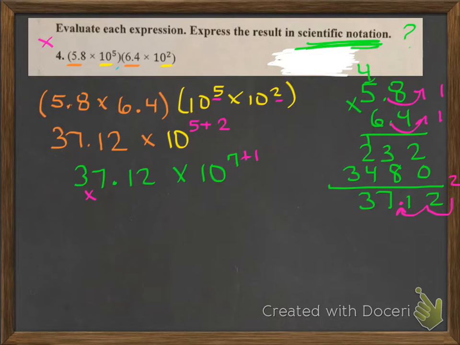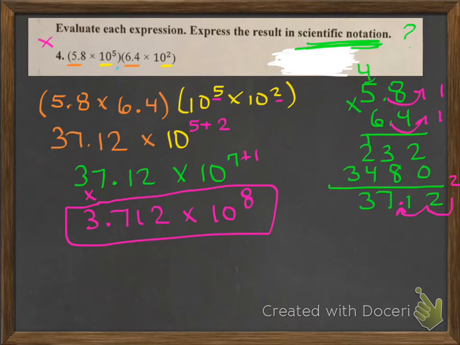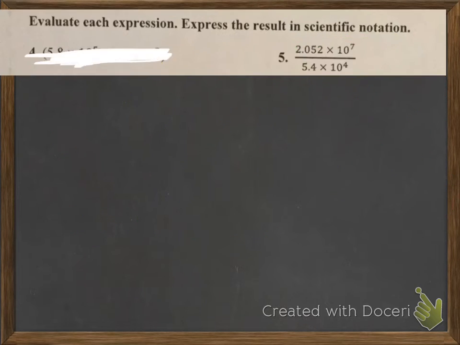So what we want to look at is, before we moved the decimal, was that number greater than 1 or less than 1? And it was greater than 1. So you'll notice just next to the exponent of 7, I added 1. You would need to add 1 as well, because the number before we moved the decimal was greater than 1. So now we're going to move the decimal: 3.712 times 10 to the 8th power, and that's our final answer. The next problem we have is division.